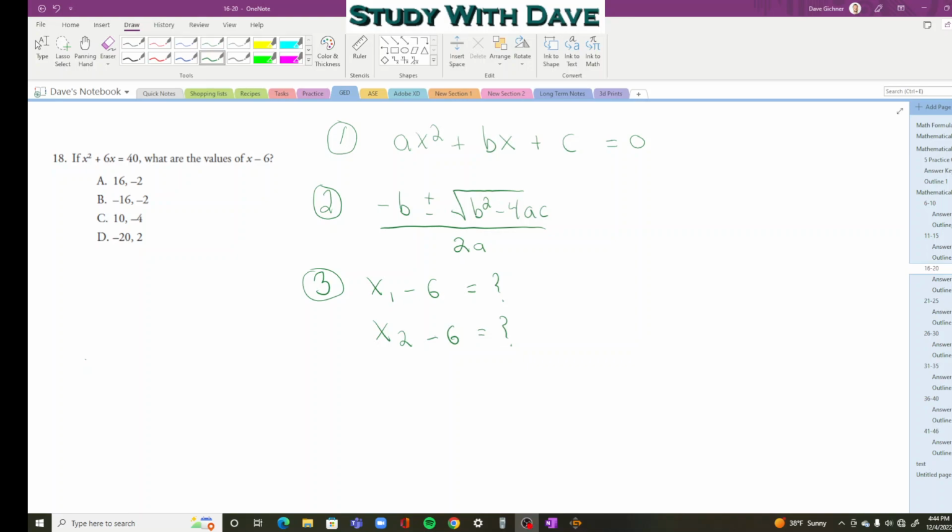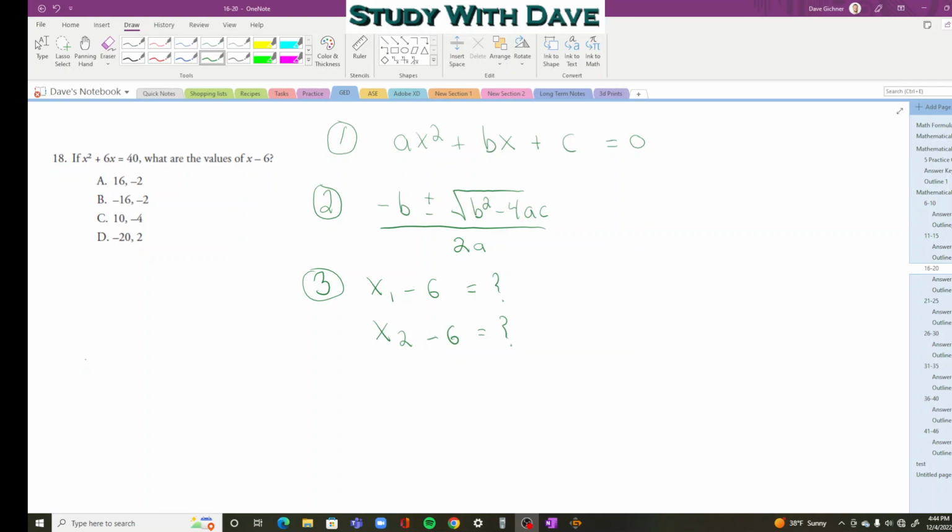All right, the quadratic formula. This question definitely has a good amount of steps, so you just want to take your time and not try to do these problems too much in your head. So let's get started. If x squared plus 6x equals 40, what are the values of x minus 6?